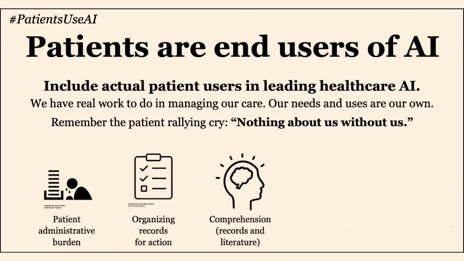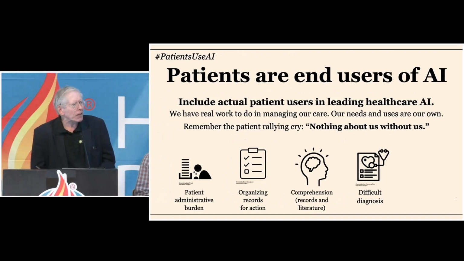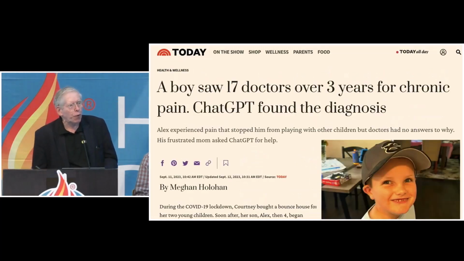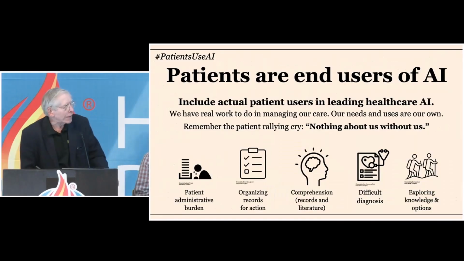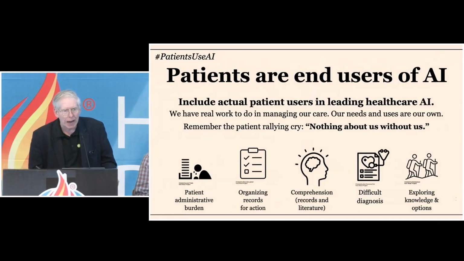Next example, comprehension. Difficult diagnosis. You may have heard last year, this kid at age 4 stopped developing properly and started developing nasty problems. 17 doctors over 3 years couldn't figure it out. Mom got tired of it all last August and pasted all the radiology reports into GPT, and it came back with what turned out to be the correct diagnosis. And then finally, exploring knowledge and options.